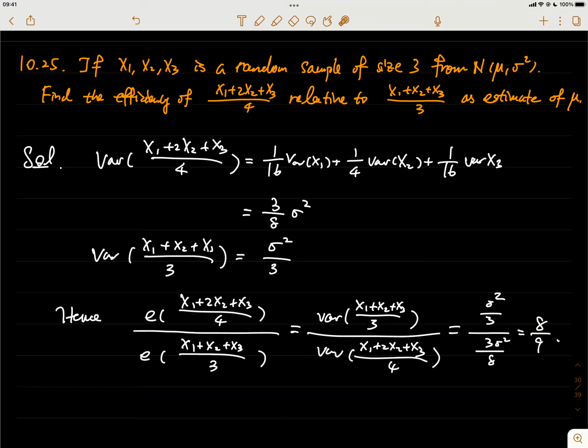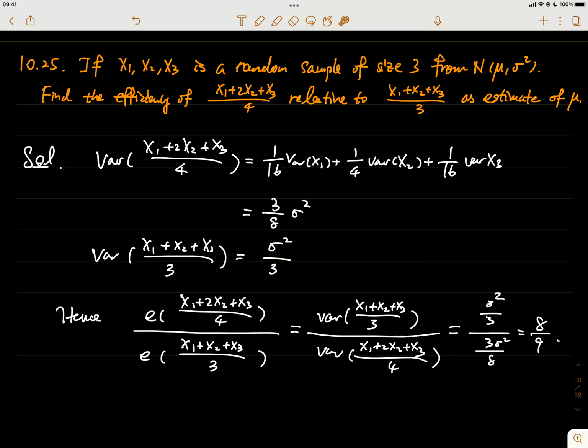Problem 10.25. Suppose we have three random variables, a random sample of size 3, x1 through x3. They are from the normal distribution. The question asks us to find the efficiency of this estimator, which is a weighted sum of the three random samples, relative to this one, just the average of those three, as an estimator for mu.